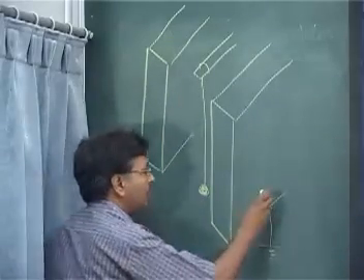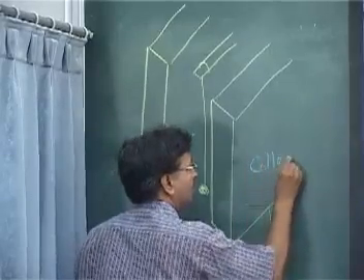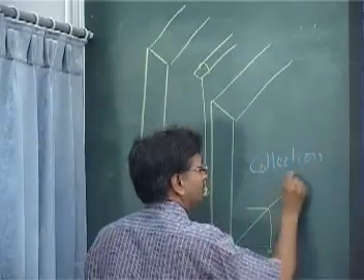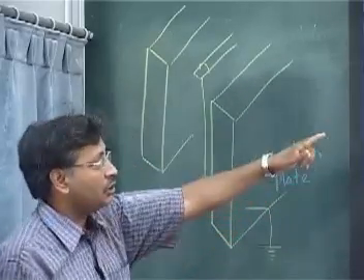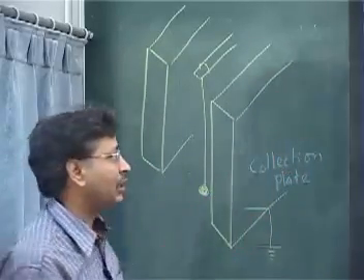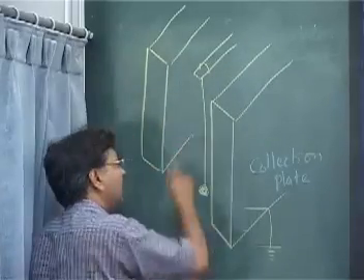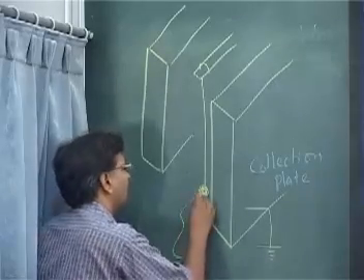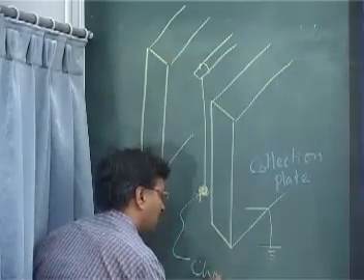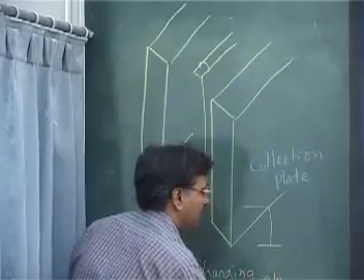So this is what we call the collection plate. That is what you see in the picture. You are really looking at the collection plate, but you are not seeing inside. Then there is this, which is called the charging electrode.